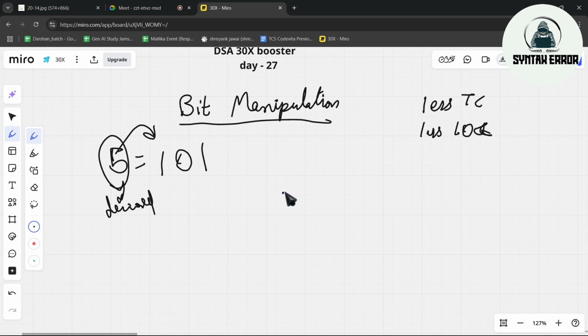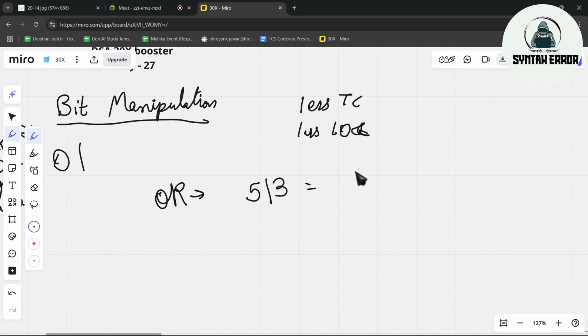There are many operators in bit manipulation. Here I will be listing a few. The OR operator: for example, 5 OR 3. What do we mean by 5 OR 3? As I mentioned earlier, we will convert this into binary. So 1, 0, 1 OR, and the binary of 3 is 0, 1, 1. You already know the OR operator.